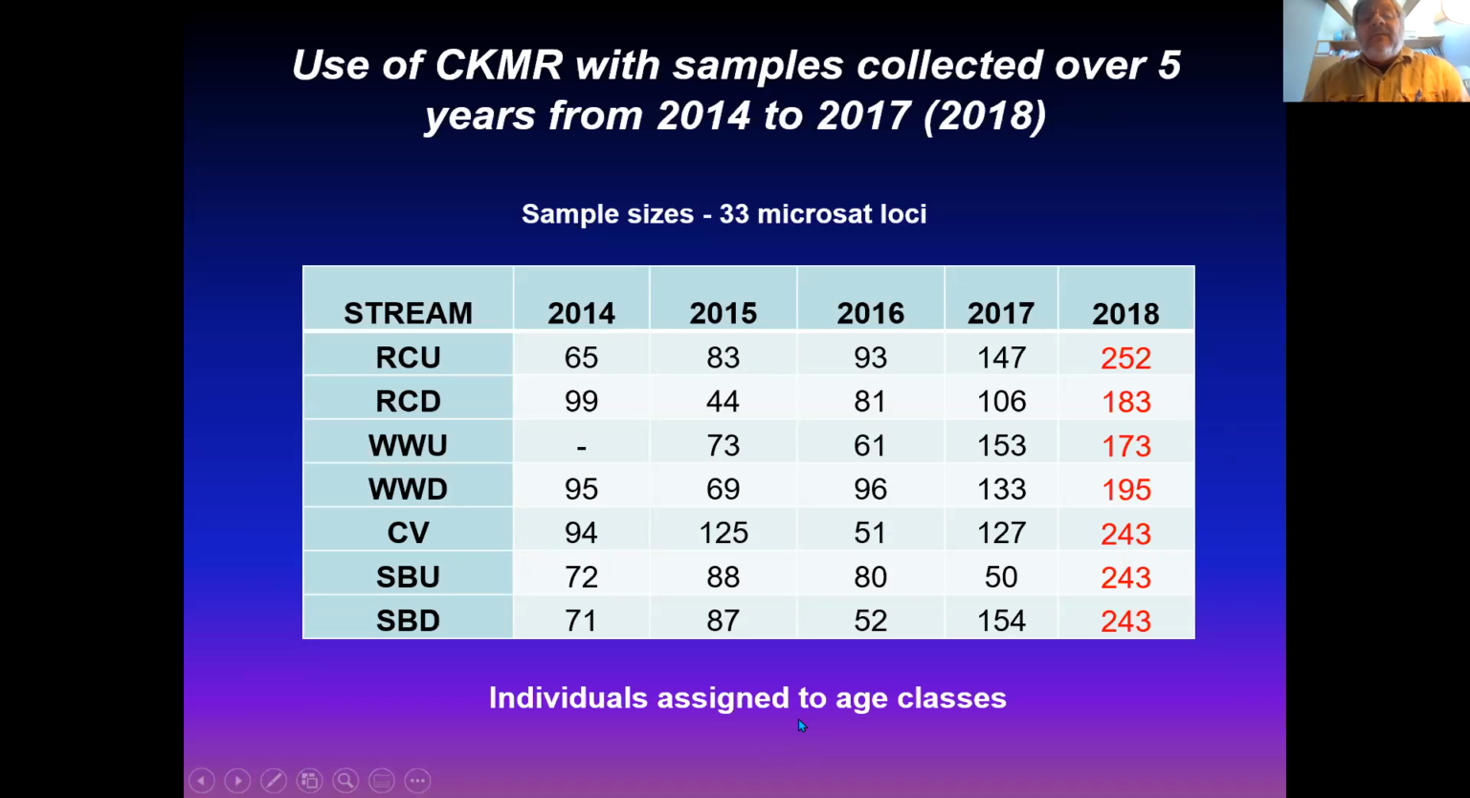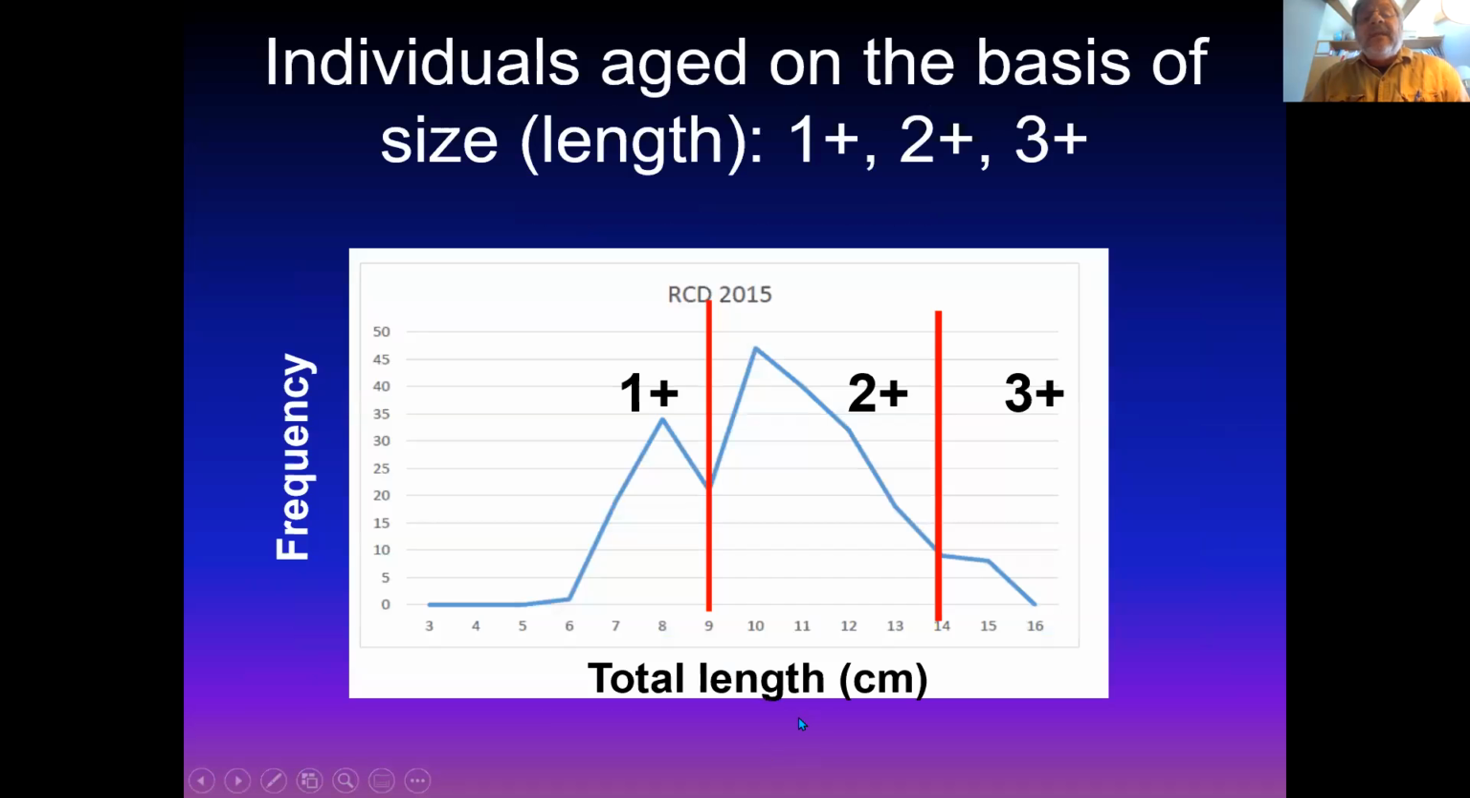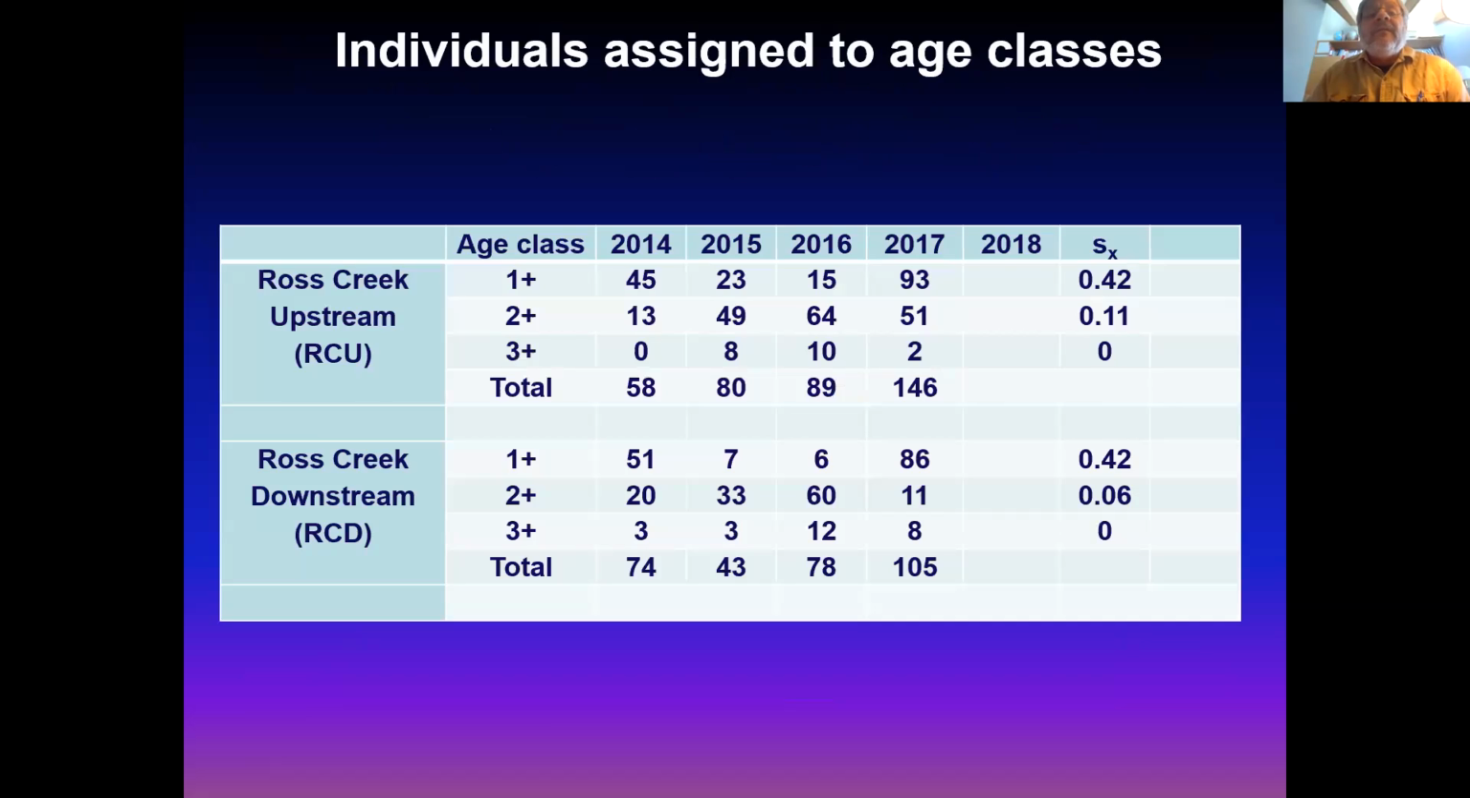But we still had to assign these individuals to age classes. And we did that by their size frequency distributions. We knew from other data that a fish that is less than 9 centimeters long is a fish that is 1 plus. That is to say, that fish is about 14 to 16 months old, and then 2 plus and 3 plus. These fish don't get to live to 4. So it's a very simple system that we have: fish that are 1, 2, and 3 year olds, and there are virtually no 4-year-olds in the system.